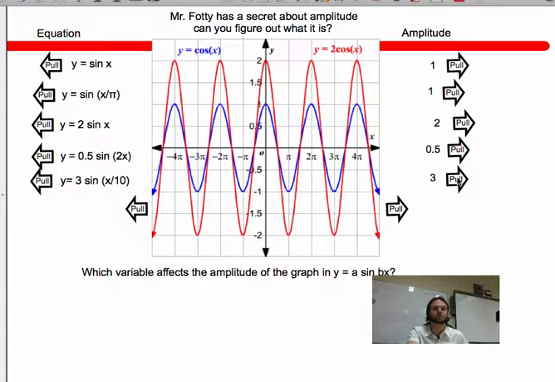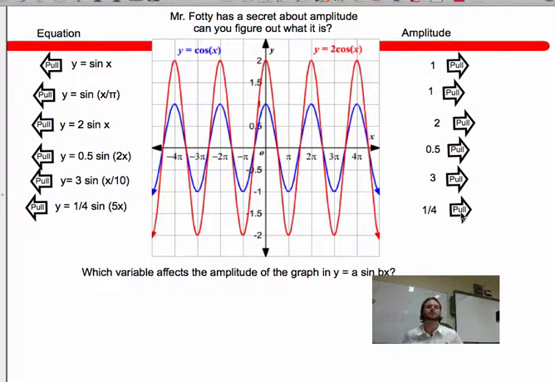It's equal to 3, or the amplitude is equal to 3. Take a look at this last one. Maybe you already found the pattern. What is the amplitude? Interesting. So there is my amplitude.